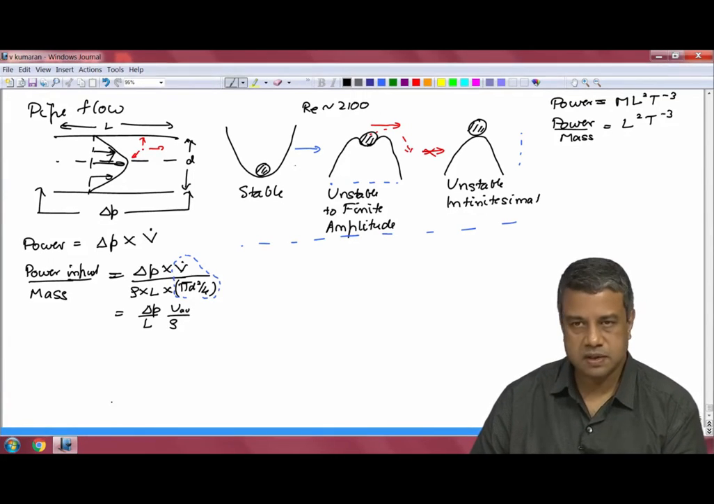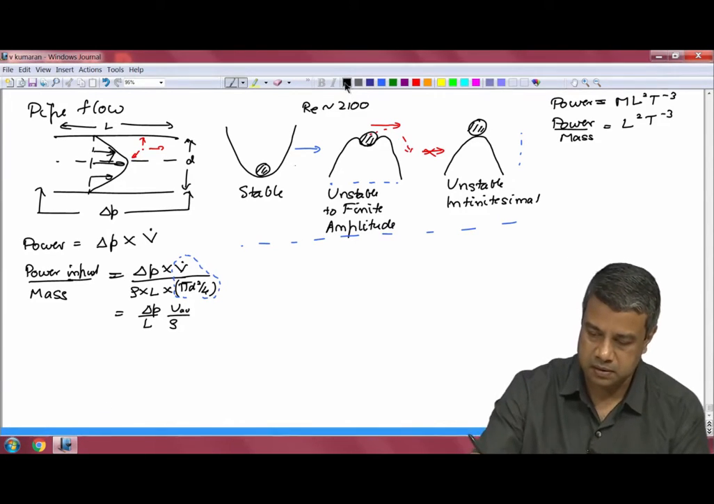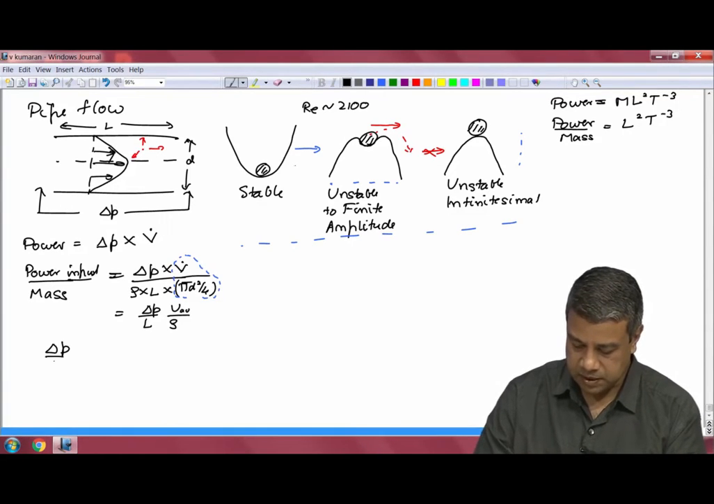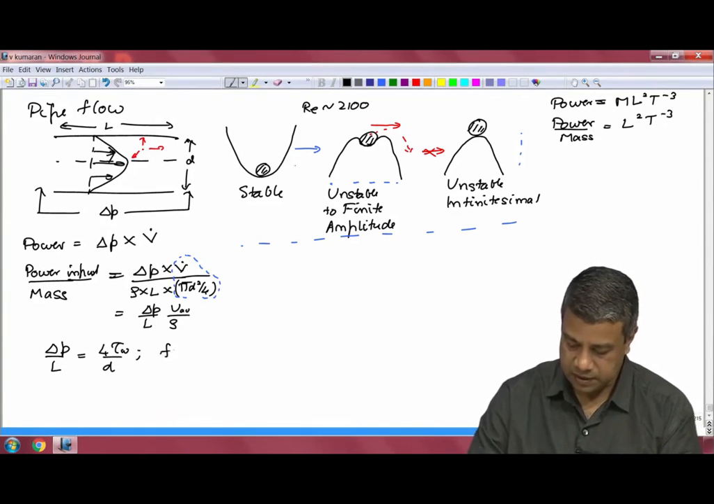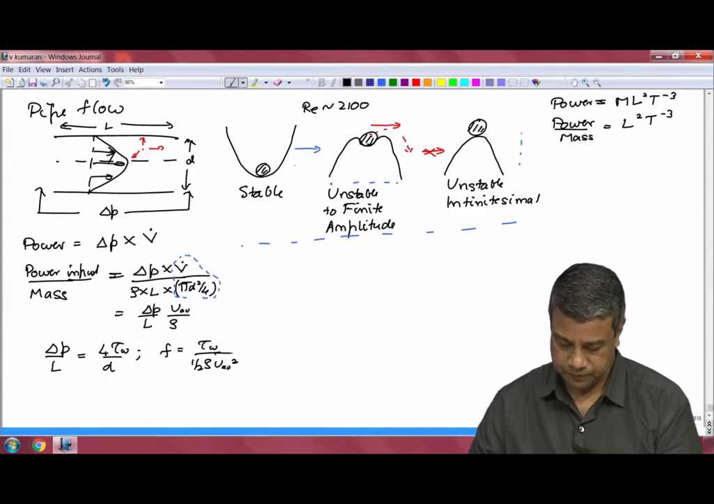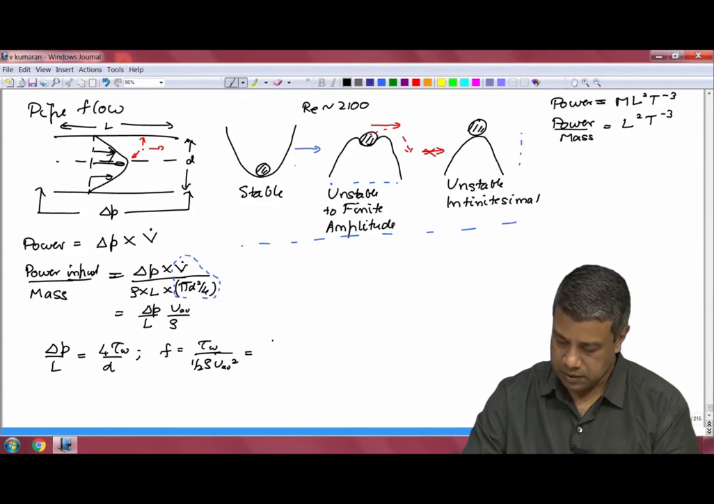Now, I can use the friction factor correlation to express the pressure drop. You know that delta P by L is equal to 4 tau W by D. And the friction factor is equal to tau W by half rho V average square, which is equal to delta P by L by 2 rho V average square by D.